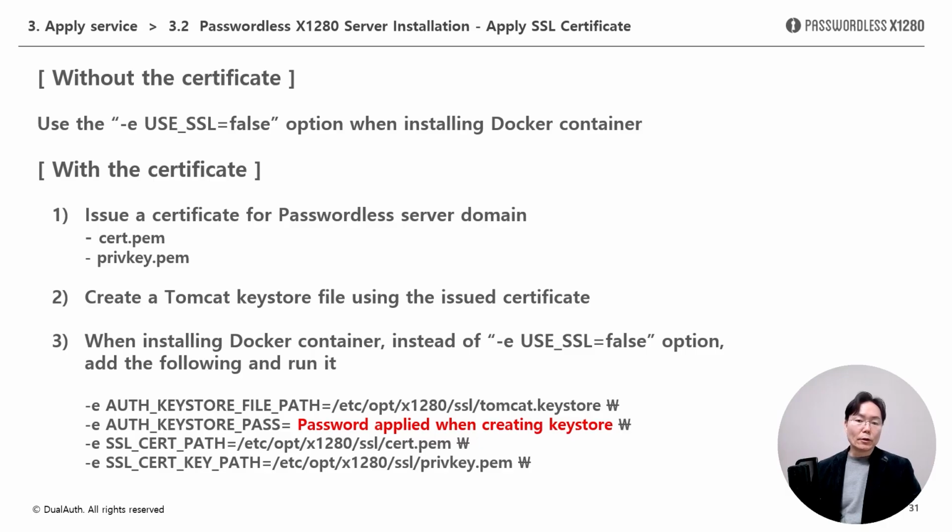I will explain the certificate options. If you are not using a certificate for the passwordless server, as mentioned earlier, set the use_SSL option to false. If you are using a certificate for the passwordless server, you will need a certificate issued for the domain of the passwordless server. Use the issued certificate to create a Tomcat keystore file. Instead of the use_SSL option, set the options corresponding to the certificate details.